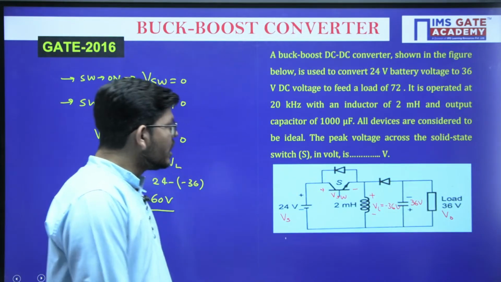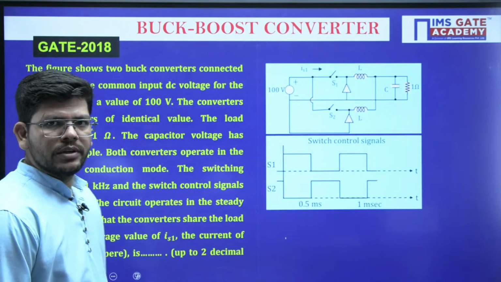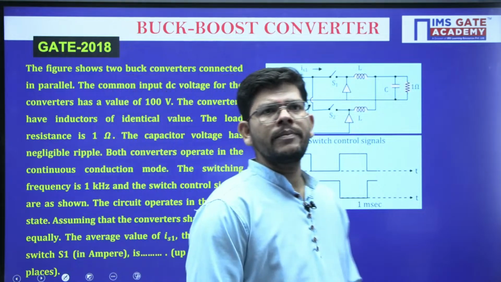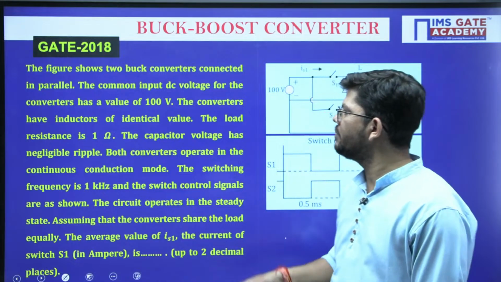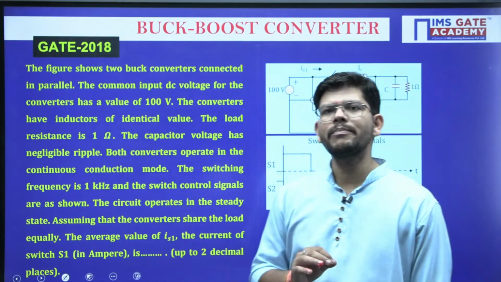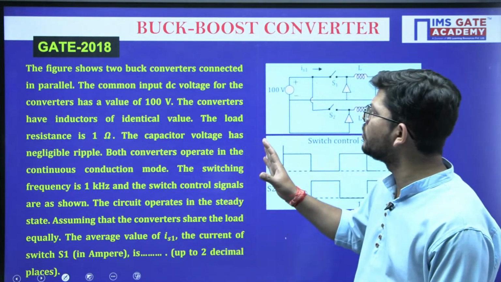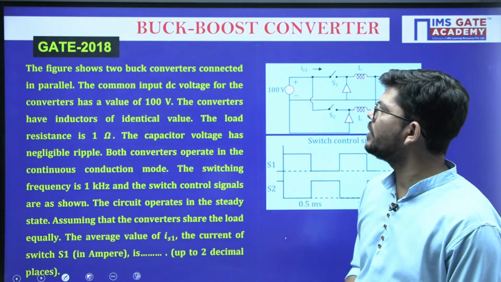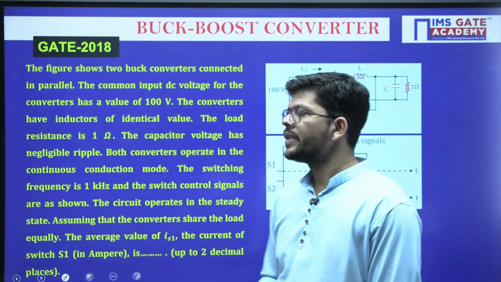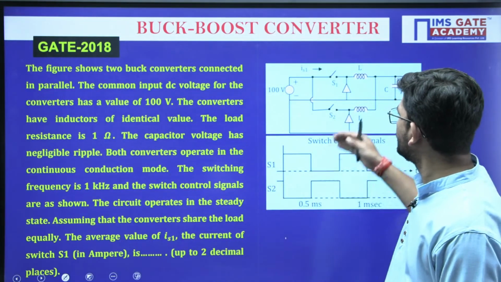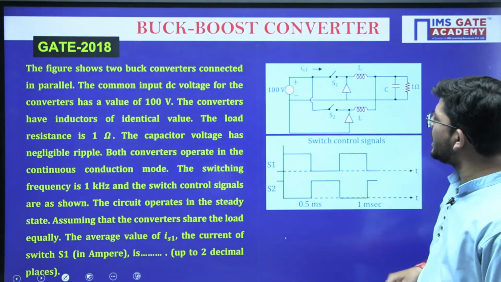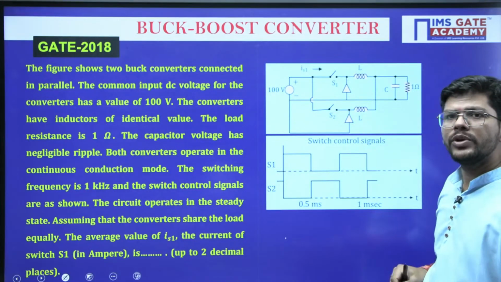Okay. Now let me move to the new question. This is not from the Buck-Boost Converter. Since this is the last lecture on DC to DC converters, I have taken this particular problem, a mixed bag question. This is related to the buck converter. In the year 2018, this question was asked. What is given in this question is, the figure shows 2 buck converters. You can see 2 buck converters are connected in parallel to each other.